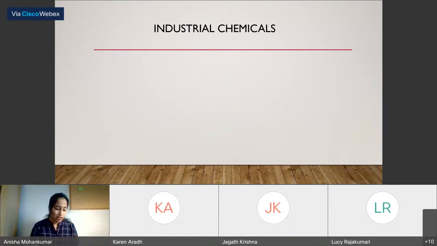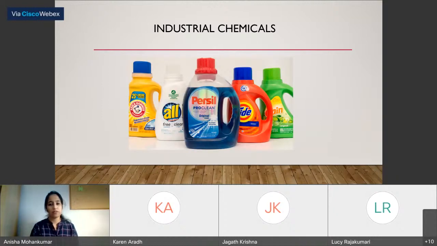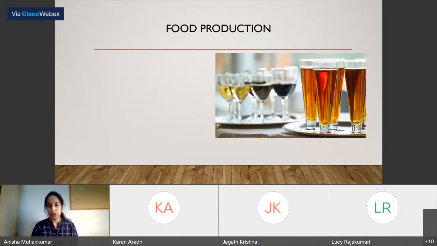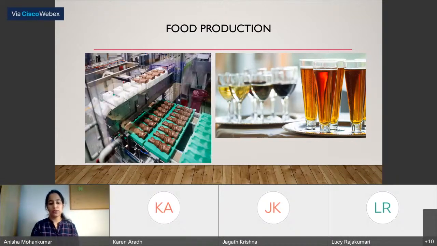Otherwise, one could also go into industrial chemicals such as detergents, soaps, or even cosmetics. So now maybe one can realize how much work goes into one bottle of detergent. You could also work in food production, like wine, beer, or any other alcoholic beverage manufacturing, or you could even go to the most loved chocolate manufacturing industry. So you should understand how interesting it could get.